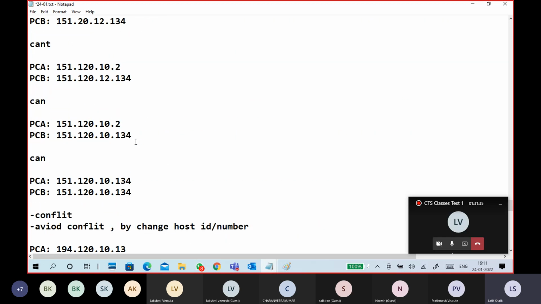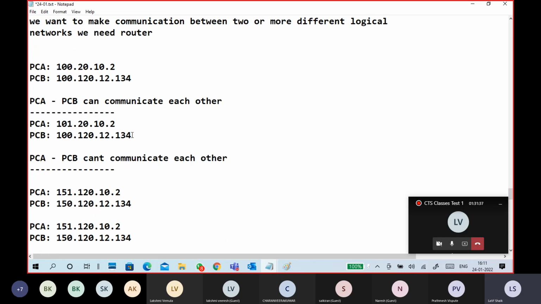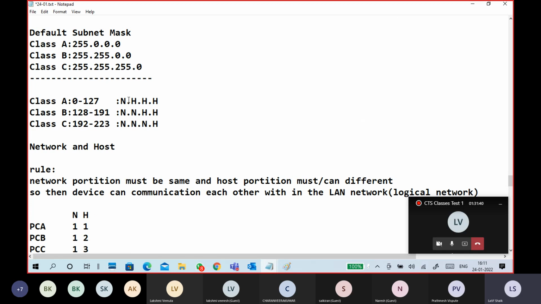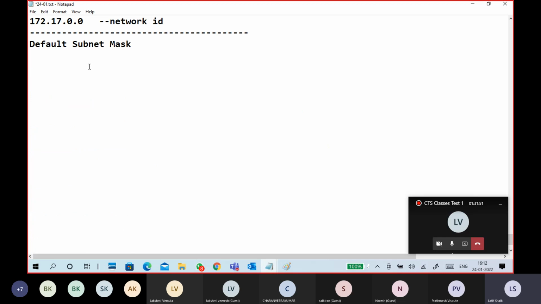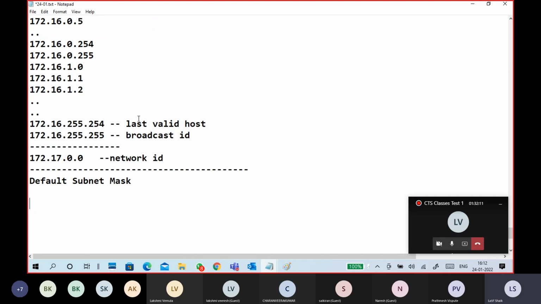Guys, based on the network portion and host portion, we can understand which one is in your network and which one is not in your network. But how can the computer understand it, and how can it be manipulated? That is based on your subnet mask only. This is how it will calculate, and the default subnet mask is also there.